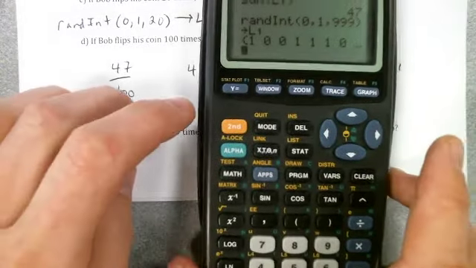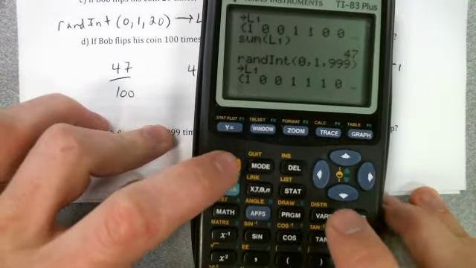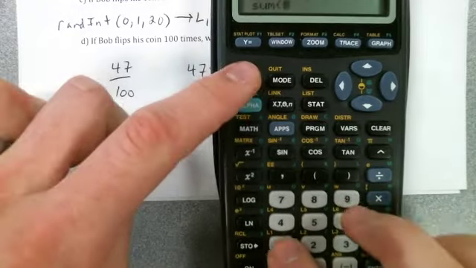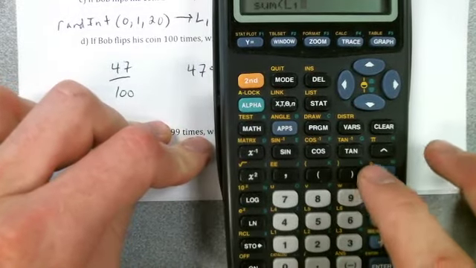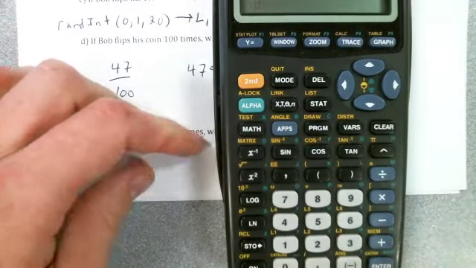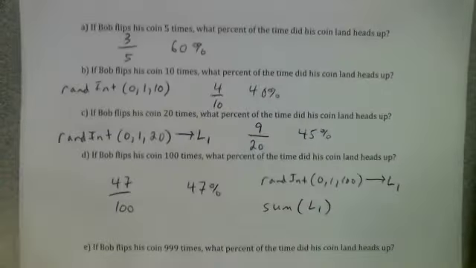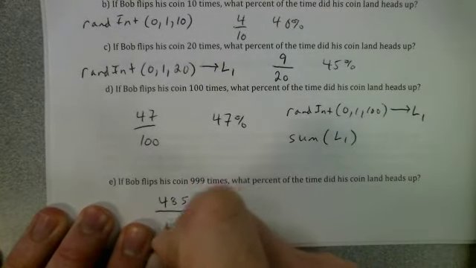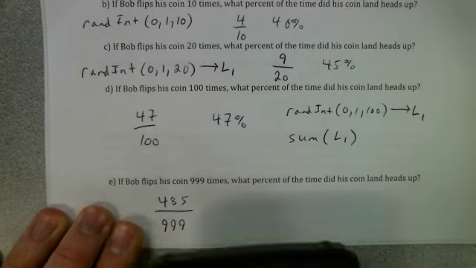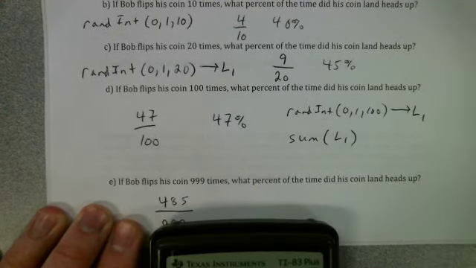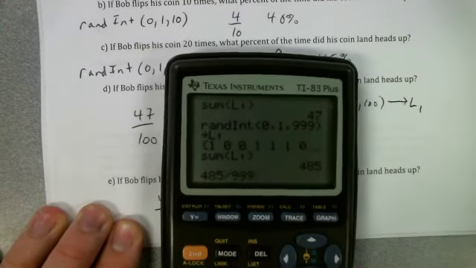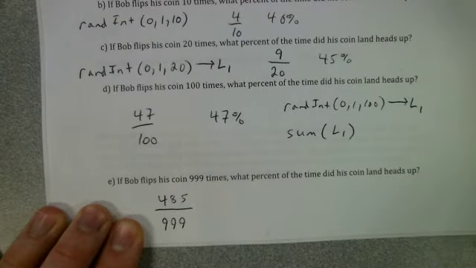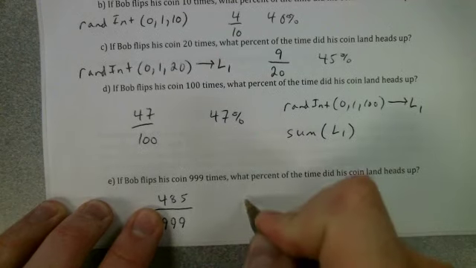Okay. Now let's see what happens. I'm going to take the sum of the list. I'm going to do second stat here, go over to sum. I want to do the sum of list 1. I got 485. So Bob flipped his coin 999 times. He got heads 485 times in 999 flips. So if you do 485 and you divide by 999, hit enter, you get 48.55% if you round.